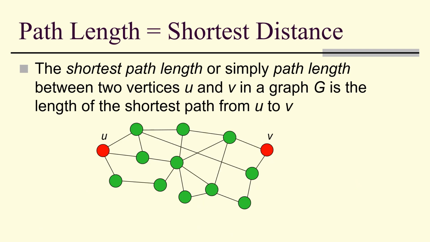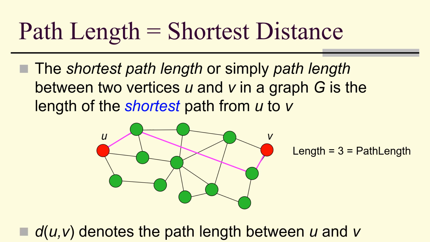Now let's look at the shortest path length, or simply path length, between 2 vertices. So here's a path of length 4 from U to V, and here's one of length 4. But there's one of length 7, but there's one that's actually length 3. So this is the shortest path length, or path length, from U to V. So we let d(U,V) denote the shortest path length between U and V.